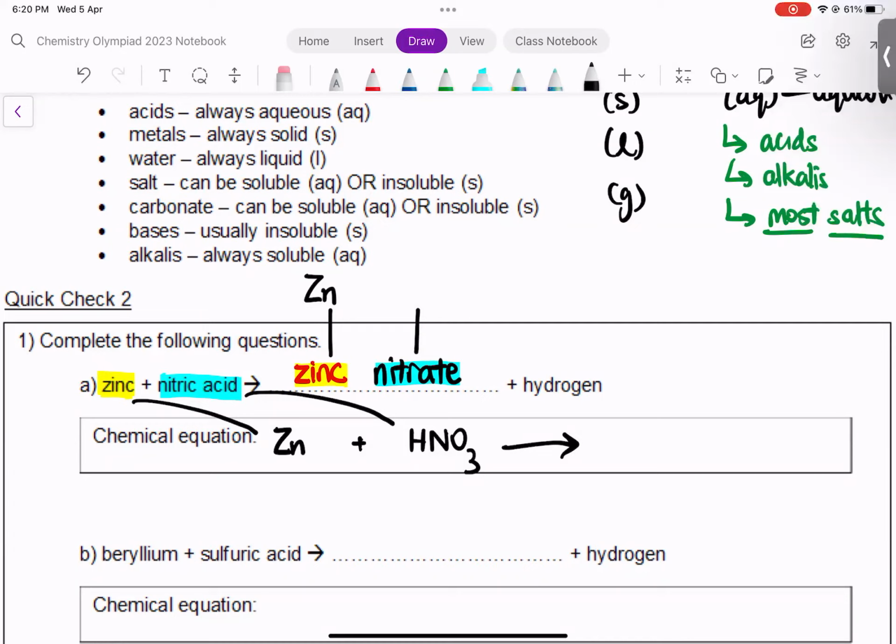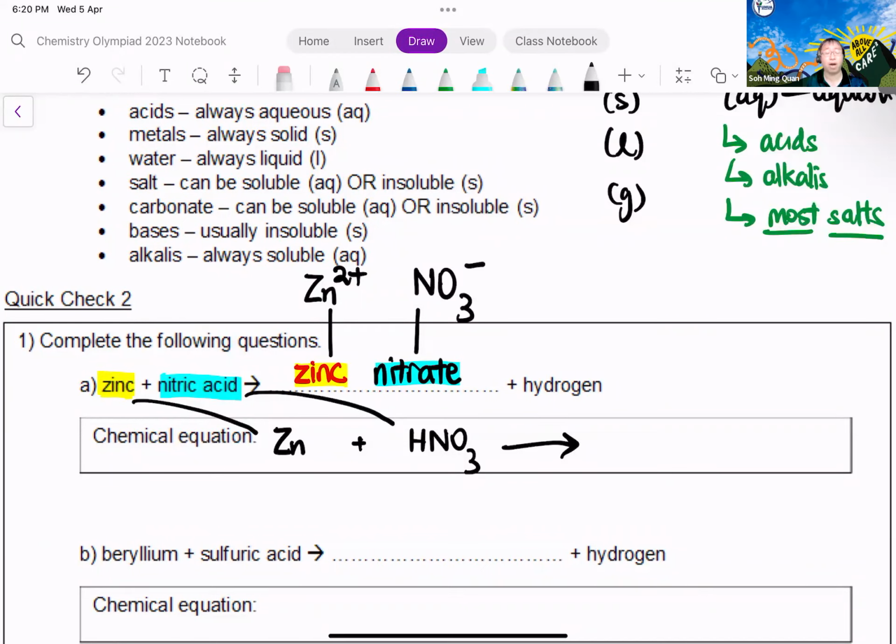I think it's 2. 2 what? 2 plus. Very good. So zinc is Zn2+, it is fixed, and you have to memorize this. All right. So for my Sec 4s, I hope we have memorized this Zn2+. Nitrate is NO3 minus 1.